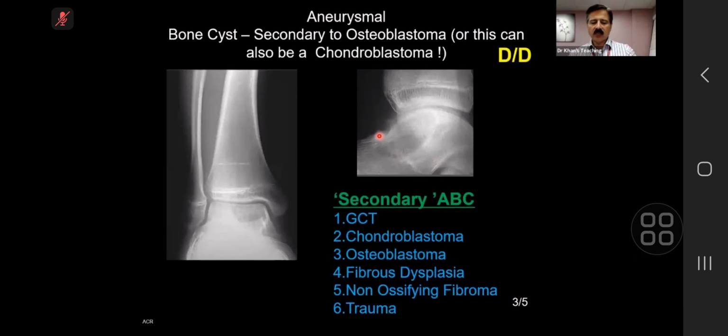This is a lucent lesion which is subarticular, in a 13-year-old. It can be either a chondroblastoma or an osteoblastoma. In this particular case, it was an osteoblastoma. But in the exam, if you say either chondro or osteo, I'll take both of them. And with that, it is an aneurysmal bone cyst.